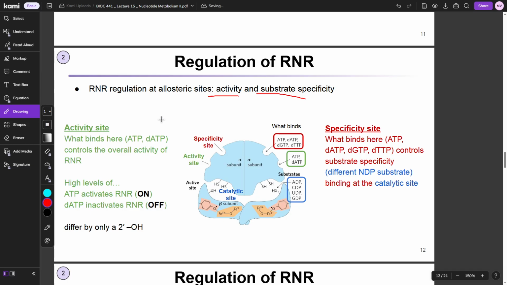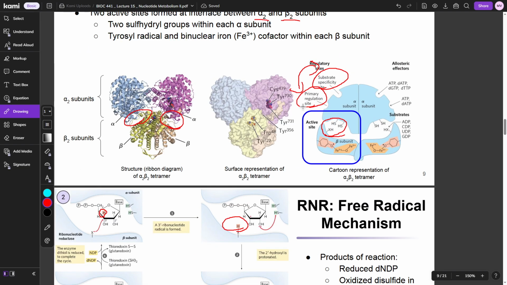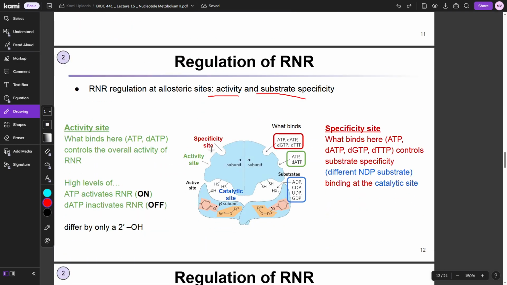So with the activity site, not the active site, the activity site, which is going to be this main primary regulatory site here. There's 3 different sites: the specificity site, the activity site, and the catalytic site, right? Those are the names we should always be using when we're discussing these sites on the RNR. So specificity site, activity site, and catalytic site.